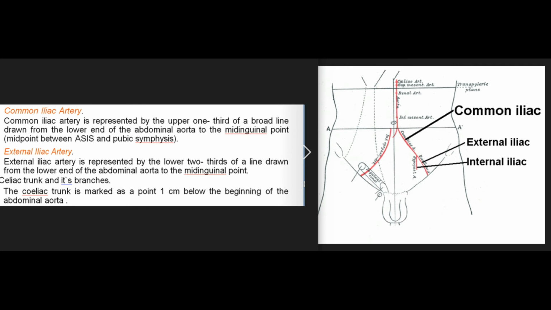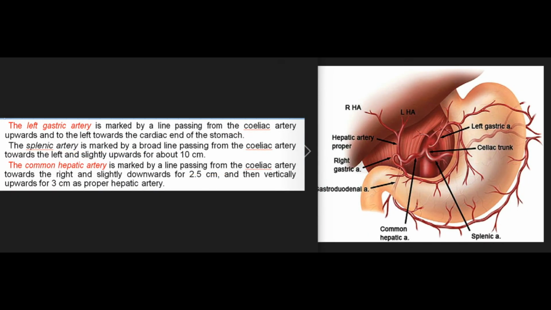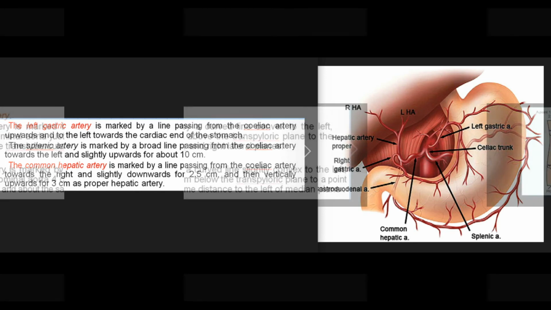Celiac trunk and its branches. The coeliac trunk is marked as a point 1 cm below the beginning of the abdominal aorta. The left gastric artery is marked by a line passing from the coeliac artery upwards and to the left towards the cardiac end of the stomach. The splenic artery is marked by a broad line passing from the coeliac artery towards the left and slightly upwards for about 10 cm. The common hepatic artery is marked by a line passing from the coeliac artery towards the right and slightly downwards for 2.5 cm, and then vertically upwards for 3 cm as the proper hepatic artery.